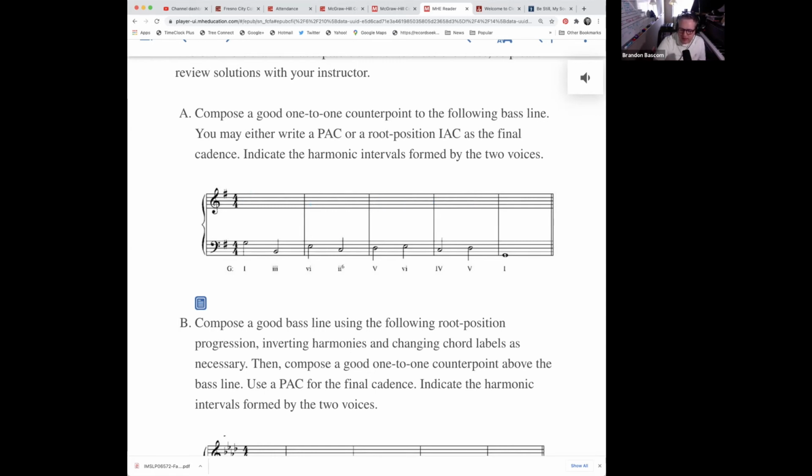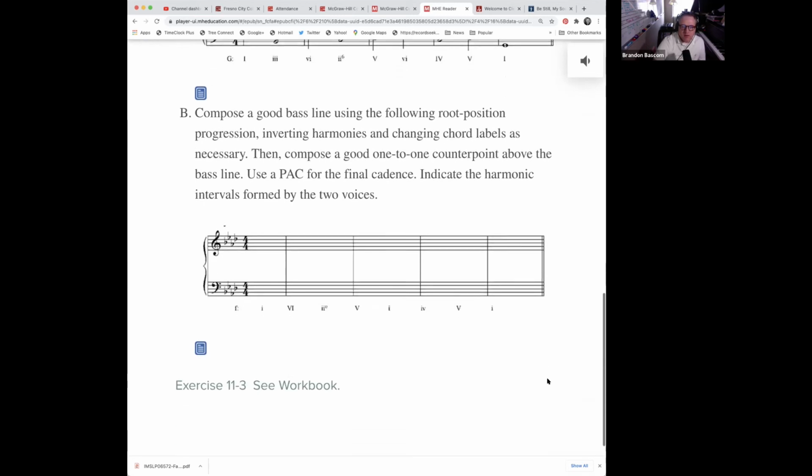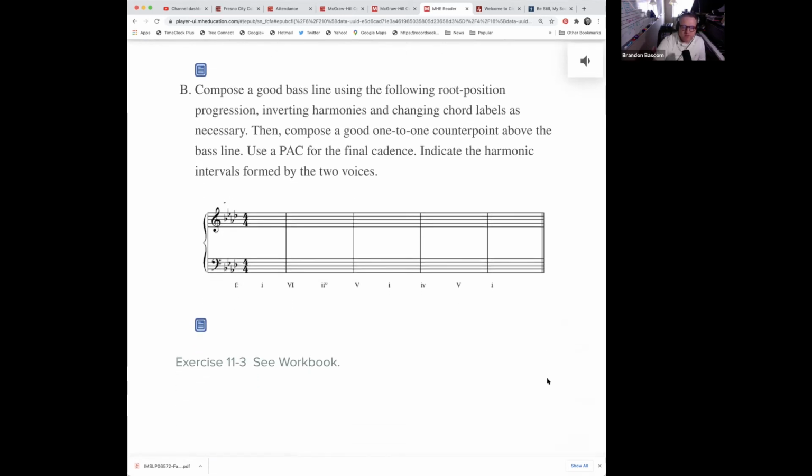Compose a good bass line using the following root position progression, inverting harmonies and changing chord labels as necessary. Then compose a good one-to-one counterpoint above the bass line. Use a pack for the final cadence. Indicate the harmonic intervals formed by the two voices. So, should we do their hand-holding technique?